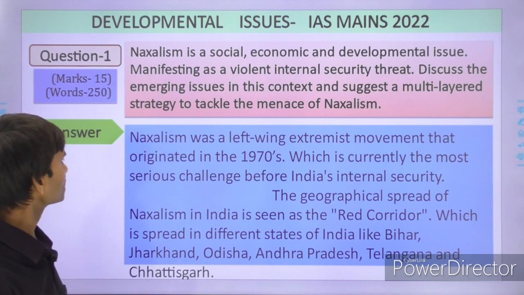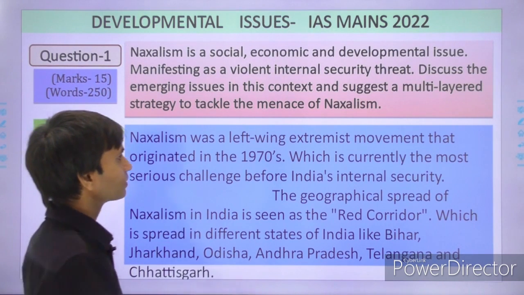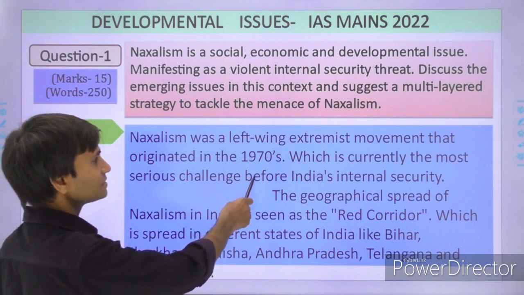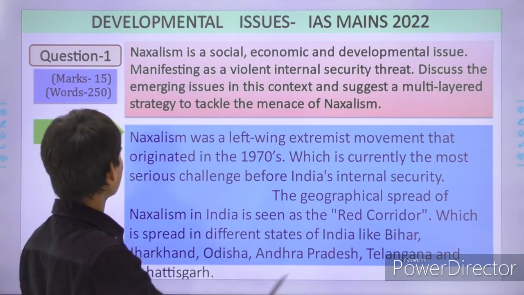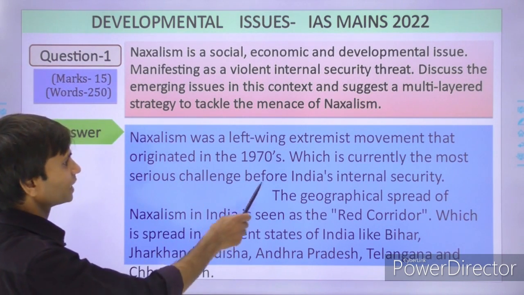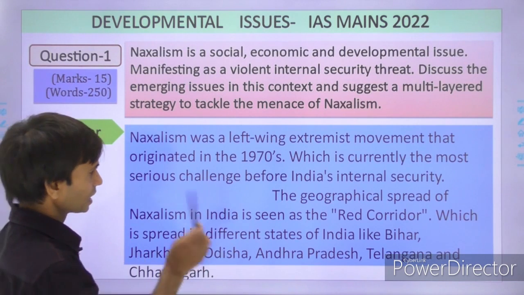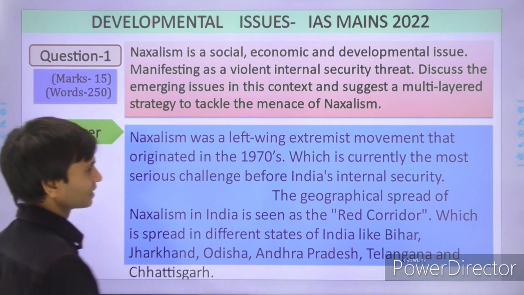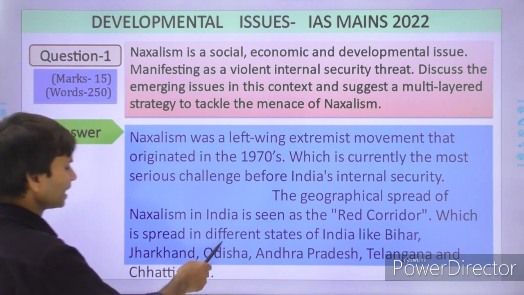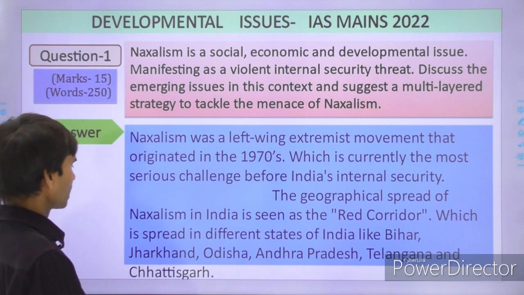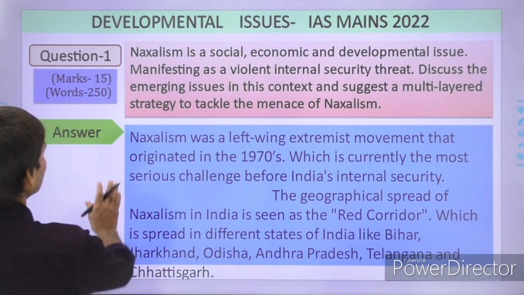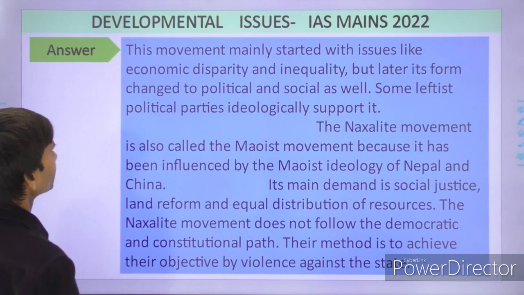Okay, the answer is: Naxalism was a left-wing extremist movement that originated in the 1970s, which is currently the most serious challenge before India's internal security. Paragraph change. The geographical spread of Naxalism in India is seen as the red corridor, which is spread across different states of India like Bihar, Jharkhand, Odisha, Andhra Pradesh, Telangana and Chhattisgarh. And the answer continues on the next page.